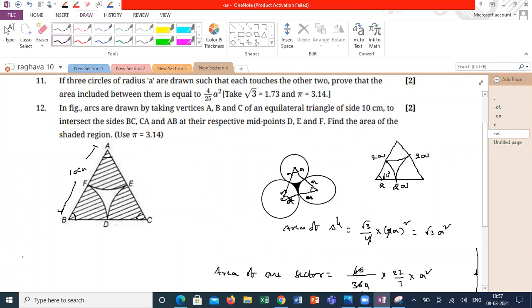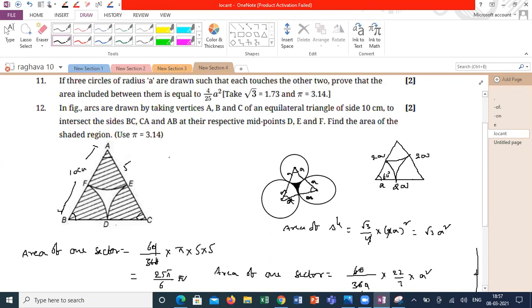So area of one sector is 60 by 360 into pi r square. What is the radius here? Radius is 5 centimeter. 5 into 5, so this is 25 pi by 6 square units.